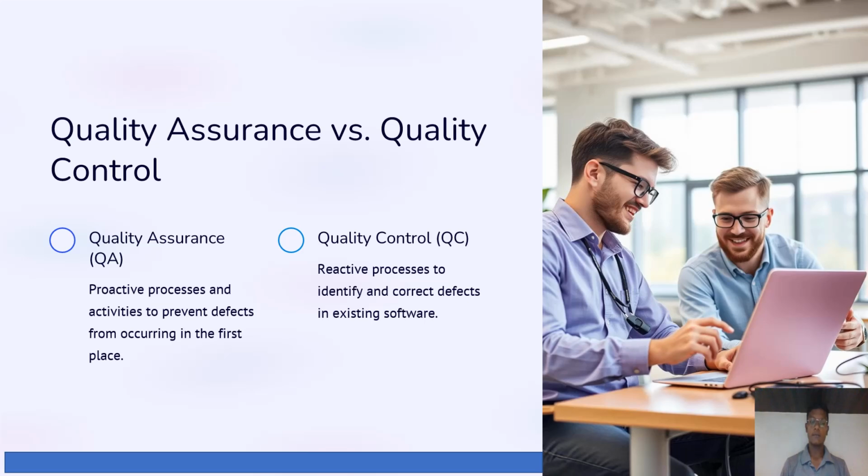Quality assurance: proactive processes to prevent defects from occurring in the first place. This is called quality assurance. Next one is quality control: reactive processes to identify and correct defects in the existing software. This is known as quality control. These are the two differences between quality assurance and quality control.